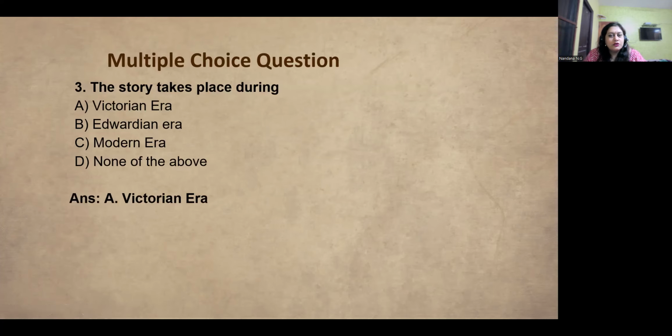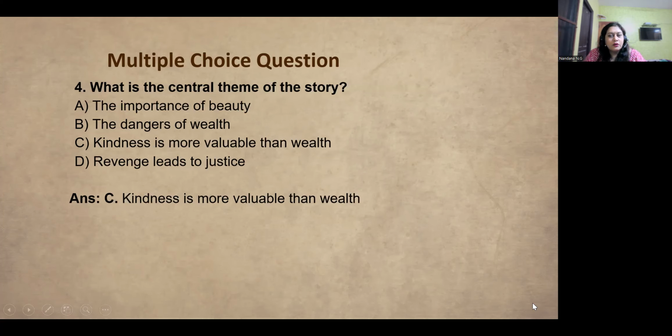The third question: the story takes place during the Victorian era, Edwardian era, modern era, or none of the above. The answer is option A, Victorian era. The fourth question: what is the central theme of the story? By now, you would have had a basic understanding of what the theme might be. The importance of beauty, dangers of wealth, kindness is more valuable than wealth, revenge leads to justice. And the answer is option C, kindness is more valuable than wealth.